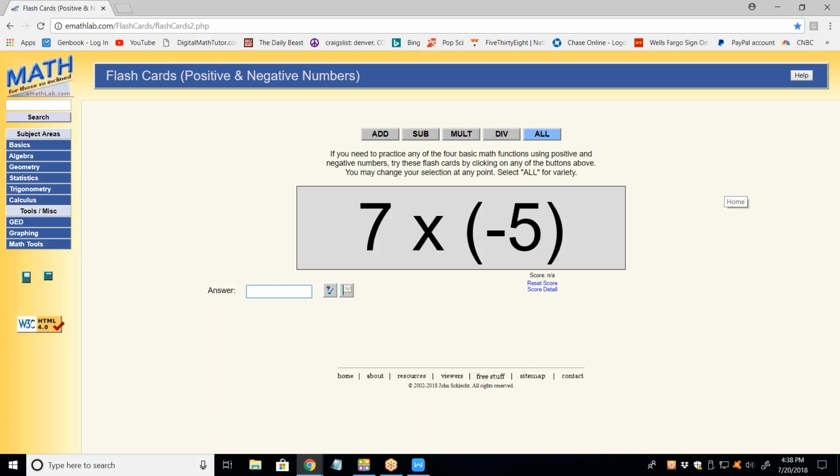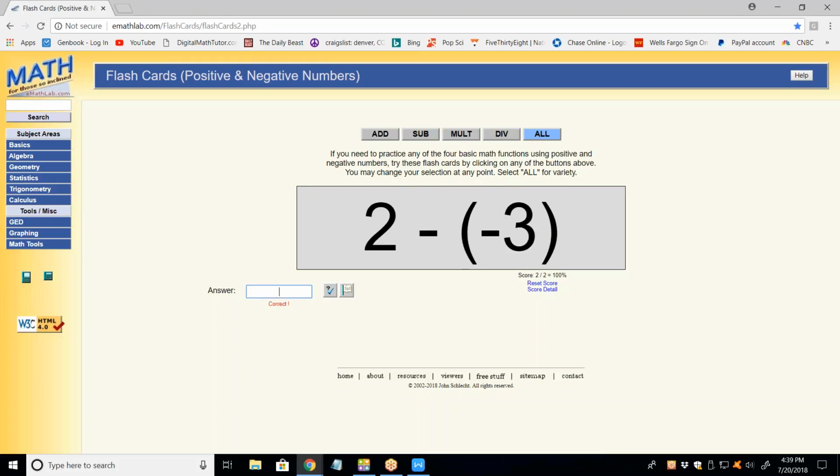Negative 45. And for sure, put your calculator away. I'm not interested in calculator answers. Okay. Keep going. Negative 36. Okay. Keep going. These are a mixture of adding, subtracting, multiplying, and dividing positive and negative numbers. Here's what I want you to do when you come across a subtraction problem.